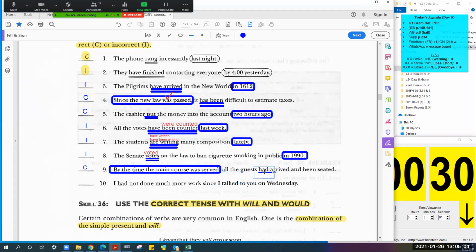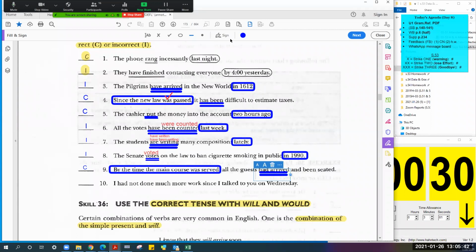Had arrived. Is this okay? By the time the main course was served, all the guests had arrived. So what happened first? Did they serve the main course first, or did the guests arrive first? Yes, the guests arrived first. Exactly. This sentence is correct.